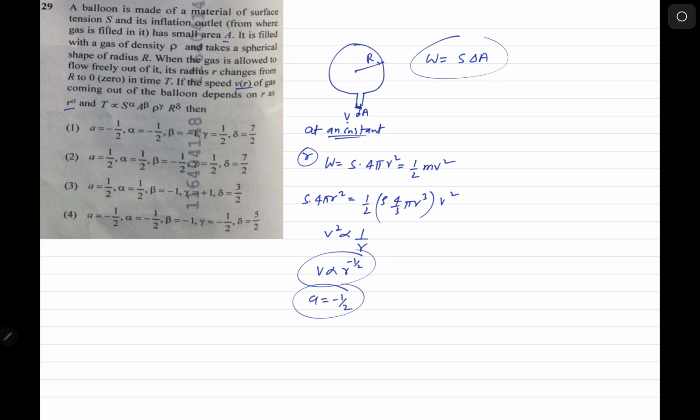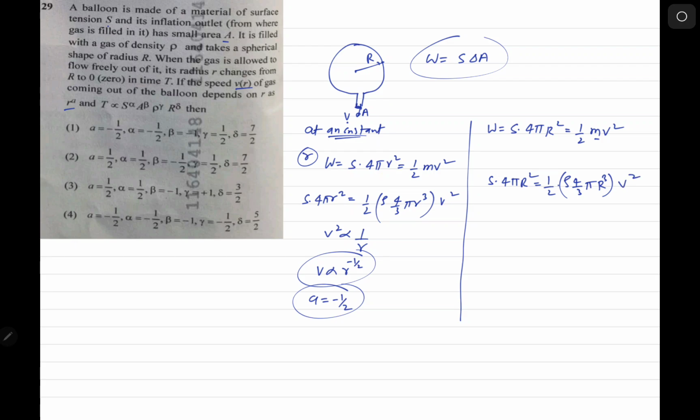Now we need to find the time. For that we see that the entire energy has gone out. So the surface energy will be S into 4 pi r square and half m v square. Here we need to see the mass of the gas which has gone out. So S into 4 pi r square, and mass again the same, 4 by 3 pi r cube, into V square.